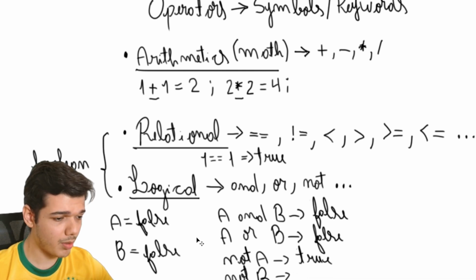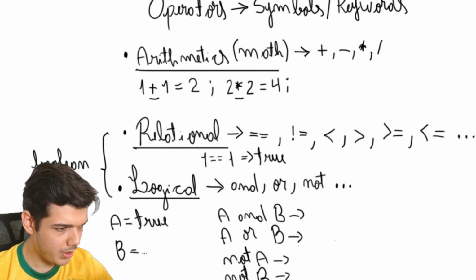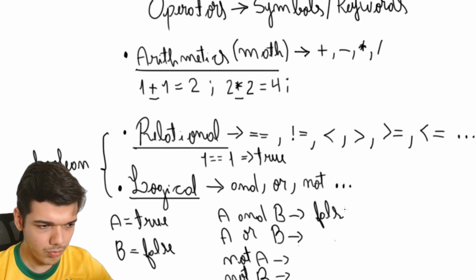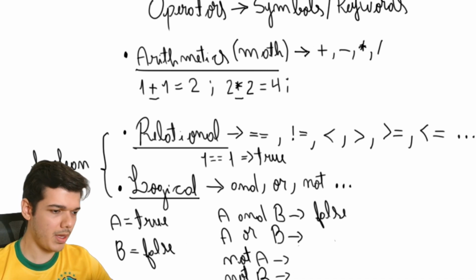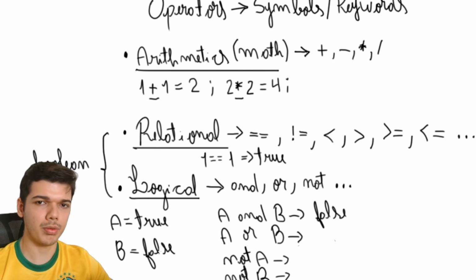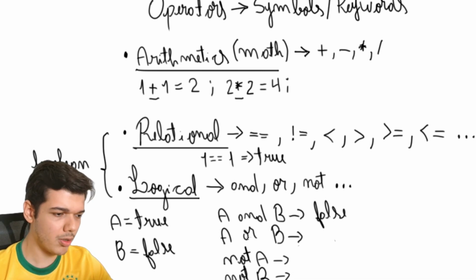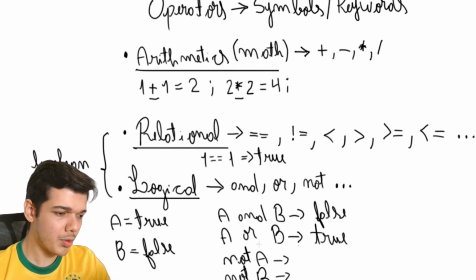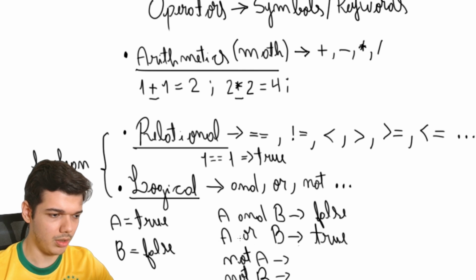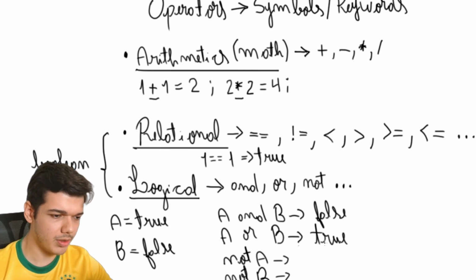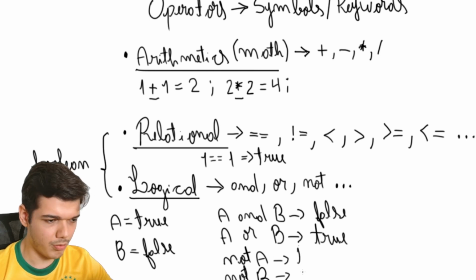But let's have another example where A is true but B is false. A and B is false because despite A being true, B is false, and both are not the same true value. So the result is false. A or B, otherwise, can be true. And why? Because if one of these values is true, using the OR operator, we have the true result. And here, not A is false and not B is true.